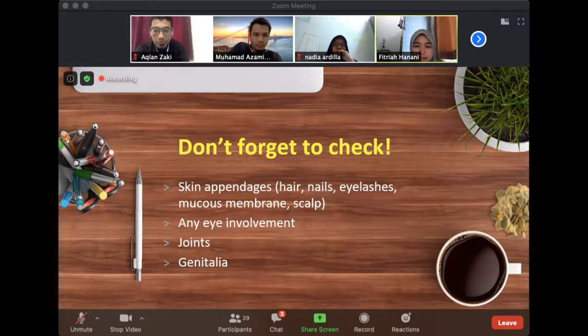Don't forget to check other systems the patient complains of, which are the skin appendages, hair, nails, eyelashes, mucous membrane, scalp, or any eye involvement, the joints examination, and also the genitalia.